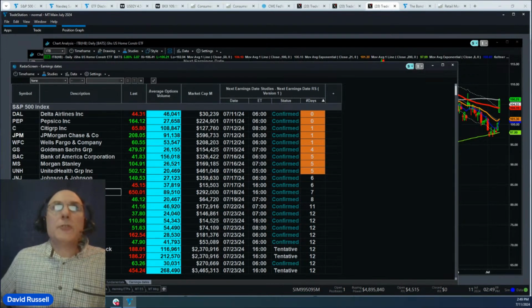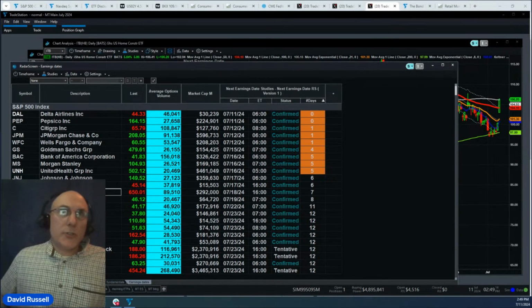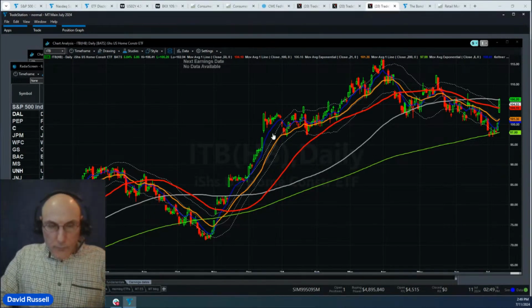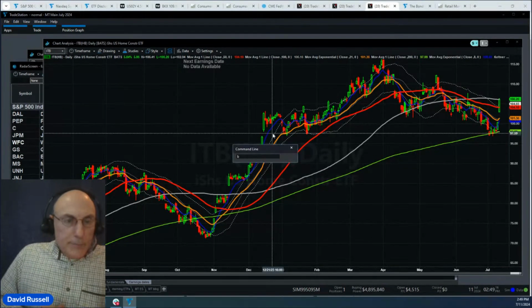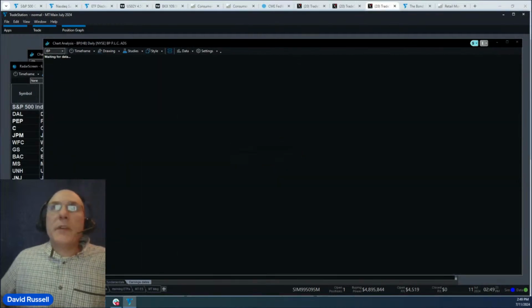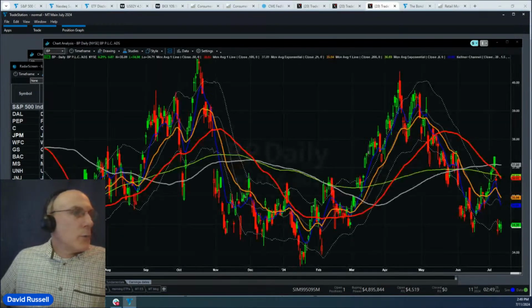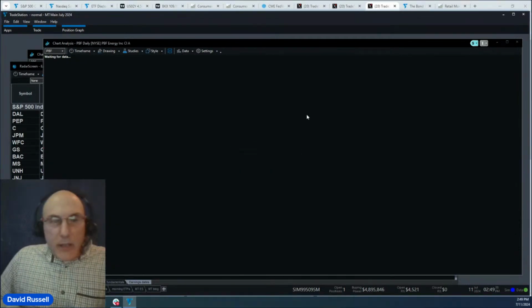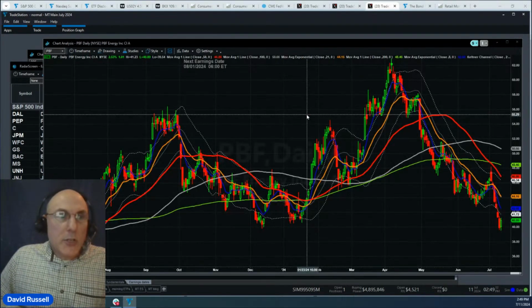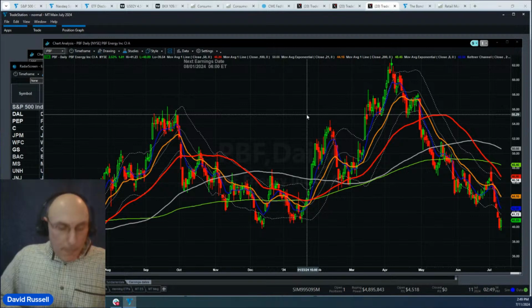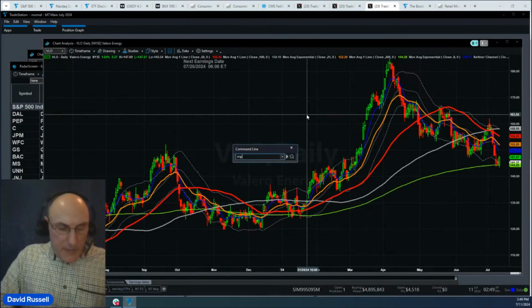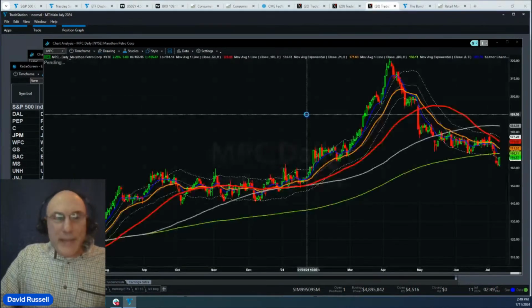There were also some interesting articles about refining margins. BP apparently had some bad news, and the other one was PBF, not a widely known company, but it's another oil refinery. The big names in the refinery space are Valero, which is VLO, MPC, and PSX.